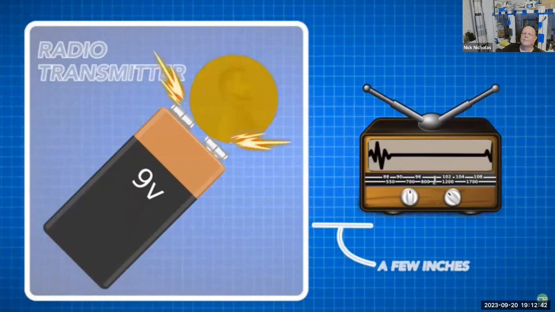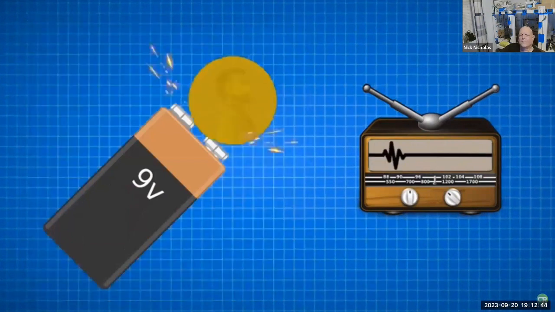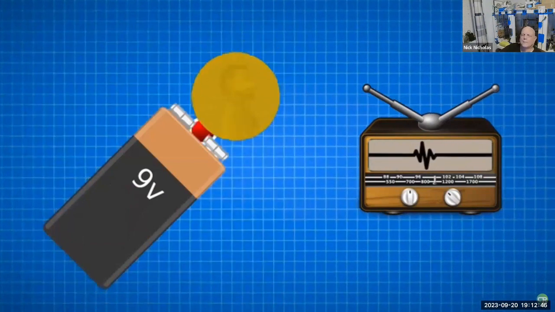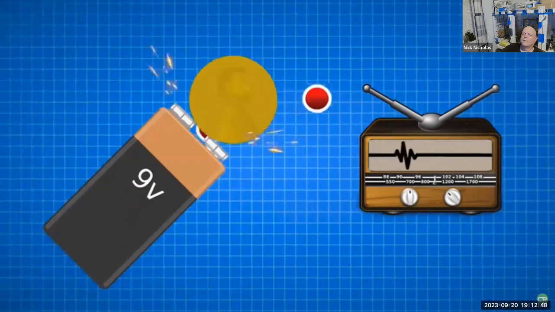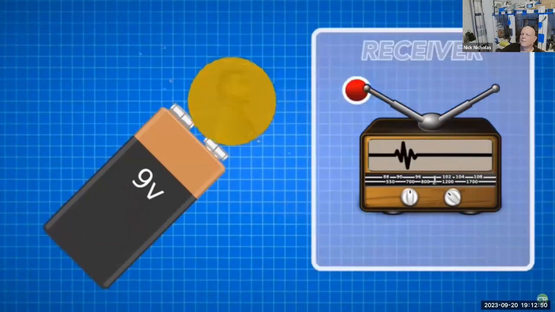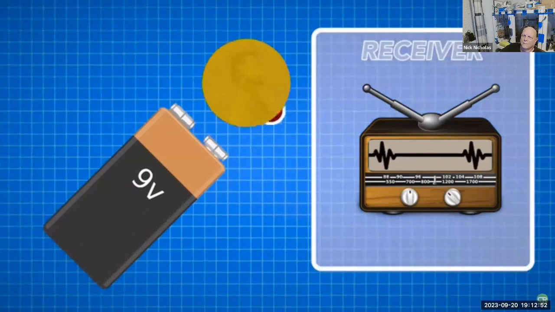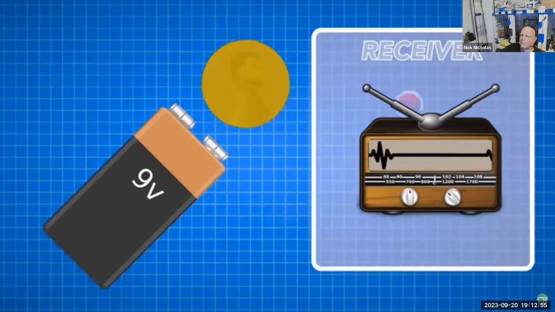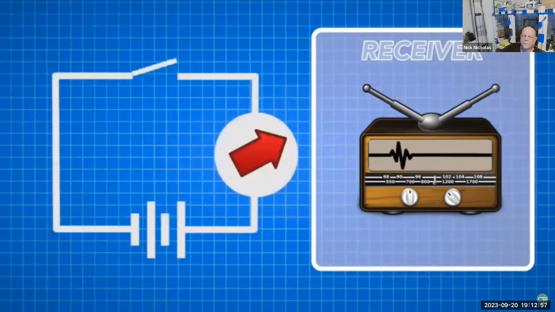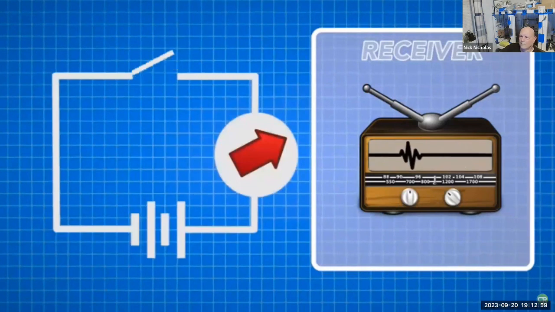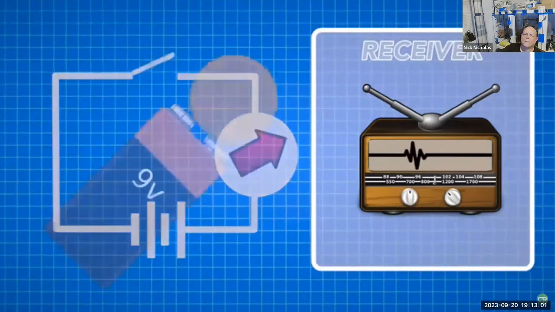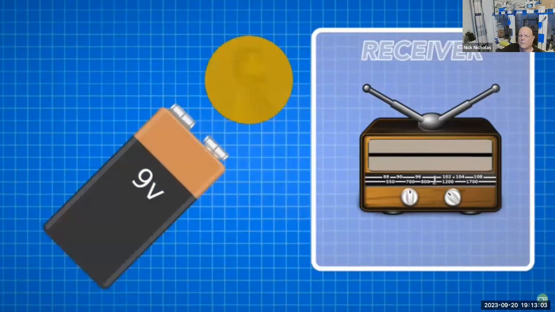What you're doing in this process is exciting electrons on the transmitter side, the battery and the coin, which then is received as a signal on the receiving side, the AM radio, and turned back into an audio output. What you're doing is completing a circuit between the battery terminals, which creates an electromagnetic force, which can be detected by the receiver in the AM radio.